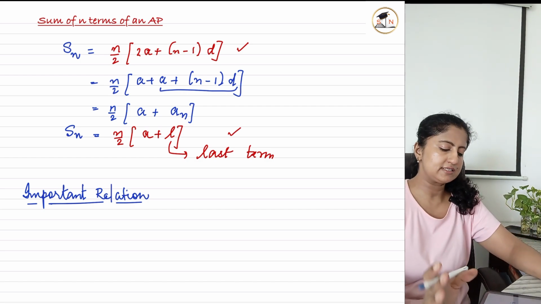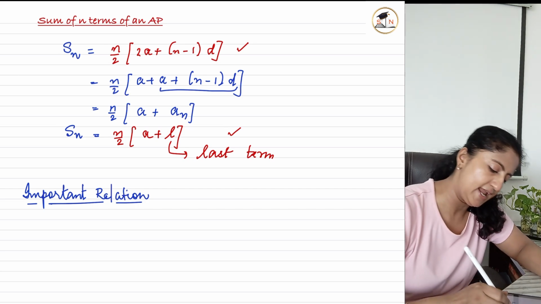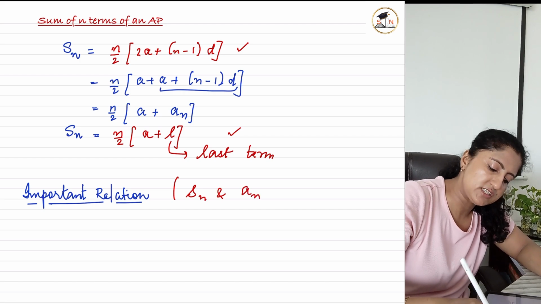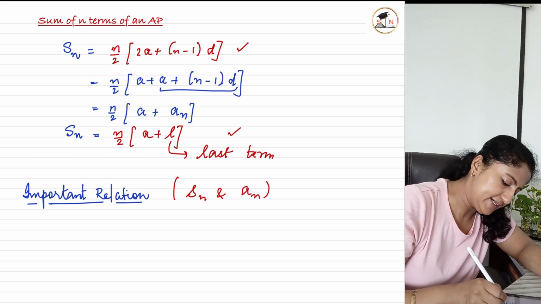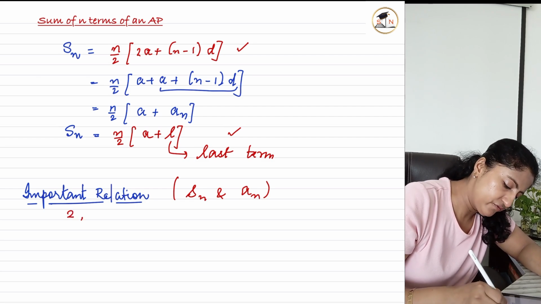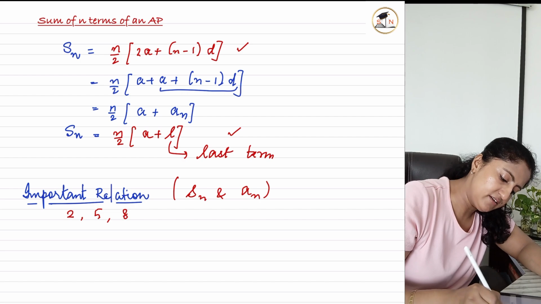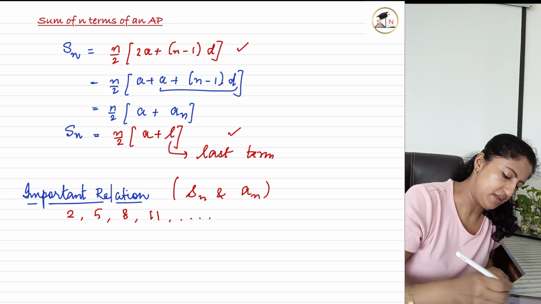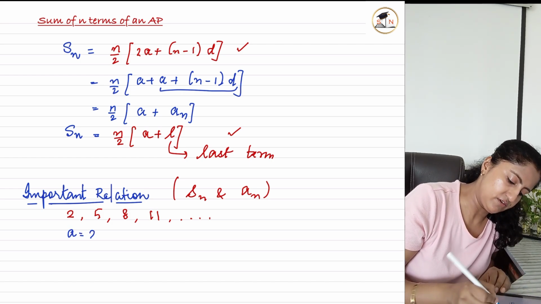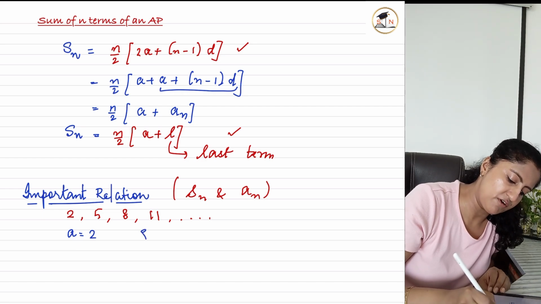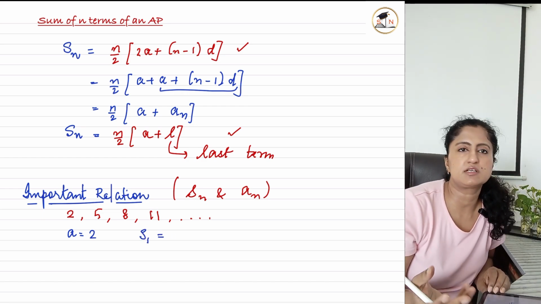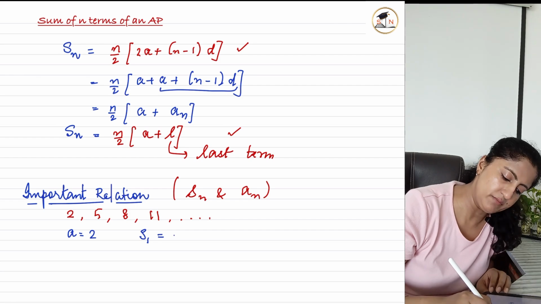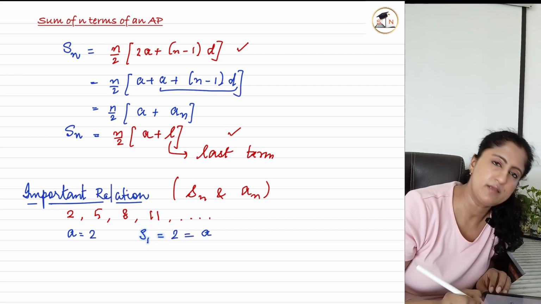Now, we will understand another important relation between Sn and An, and I will explain this with the help of an example. Let's say we have got an AP which is 2, 5, 8, 11, and so on. Right? So now, according to this, my first term is 2. And if I ask what is the sum of the first term, that is also the first term, it is alone. We can't add it to anything. So S1 is going to be 2 only. That means S1 is equal to a.